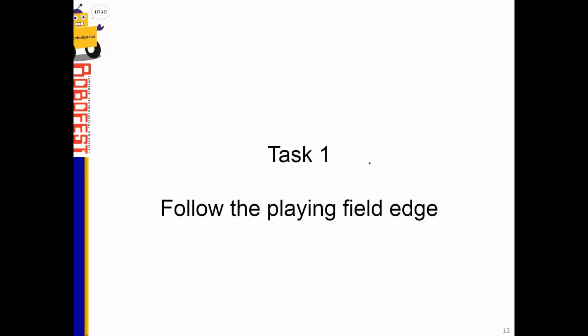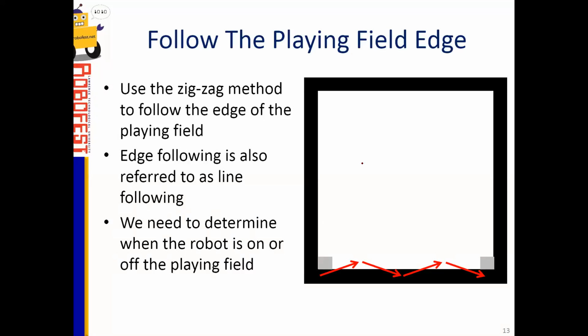The next thing is following the edge of the playing field. We're going to use simple line following here. So if you use the zigzag method to follow the edge of the playing field, the important thing is your robot's going to start off with the light sensor off the field. You're going to tell it, if I see darkness, i.e. I'm off the field, turn left. If I see brightness, I'm on the field, turn right.